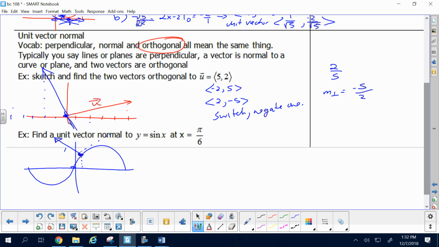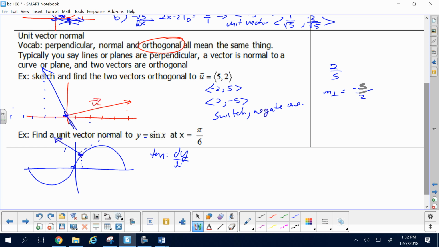Okay. Normally 2 vectors are orthogonal to each other, but this isn't 2 vectors. This is a vector perpendicular or normal to the curve. All right, so that's why I'm not using the word orthogonal, because it's not 2 vectors. Let's go with finding the tangent first of all. What's the tangent?